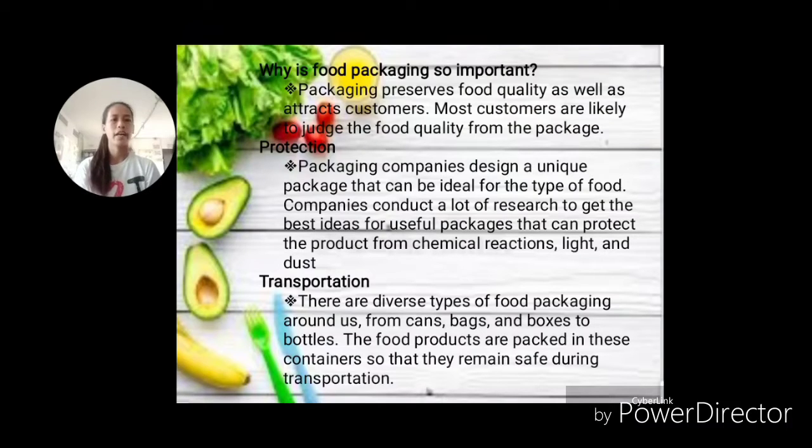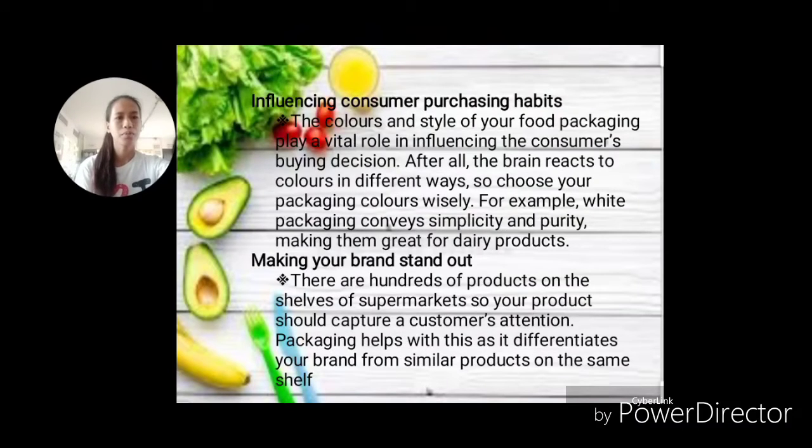Transportation. There are diverse types of food packaging around us, from cans, bags, and boxes to bottles. The food products are packed in these containers so that they remain safe during transportation.